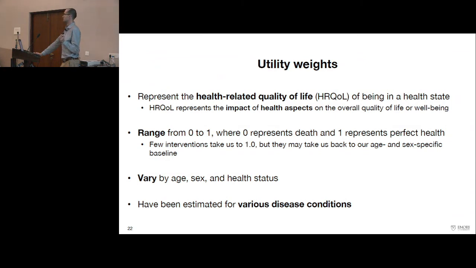The quality values have already been estimated for many diseases, for many conditions. There are catalogs. I'll also talk about that a little bit later. So for many conditions, you can just look up the particular condition, find the value in the literature, and just plug it in. If it's not available, I will talk about certain tools for how to actually estimate it.